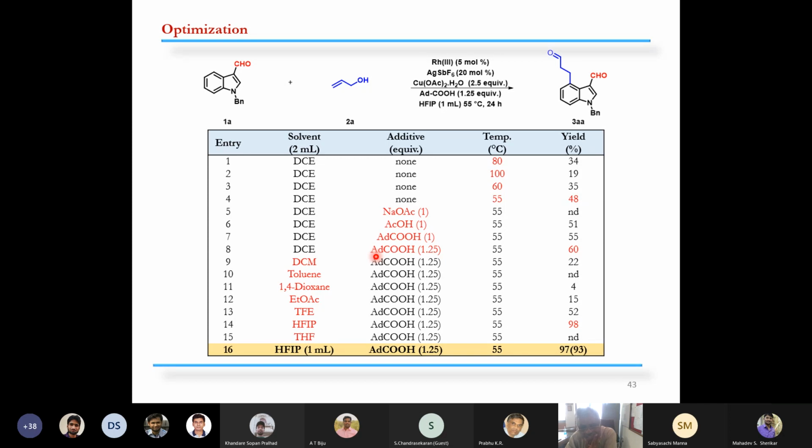Yes, sir. Actually, HFIP will form hydrogen bonds more, and it is more polar also. So maybe this polarity is playing a role in this coupling of the allyl alcohol.